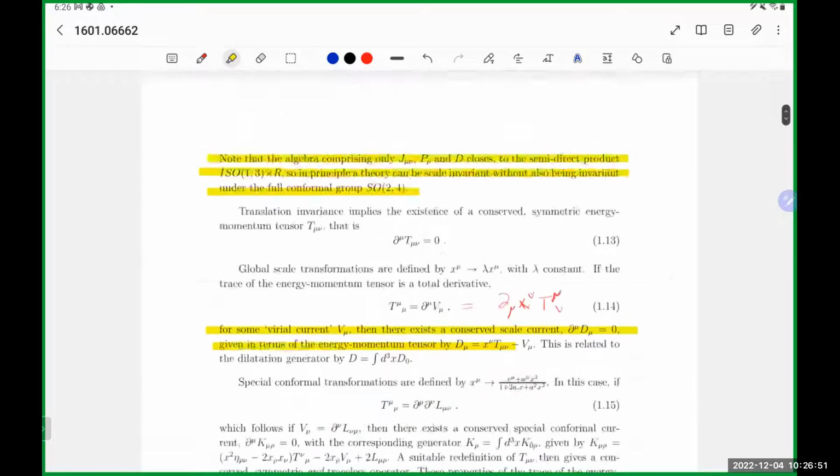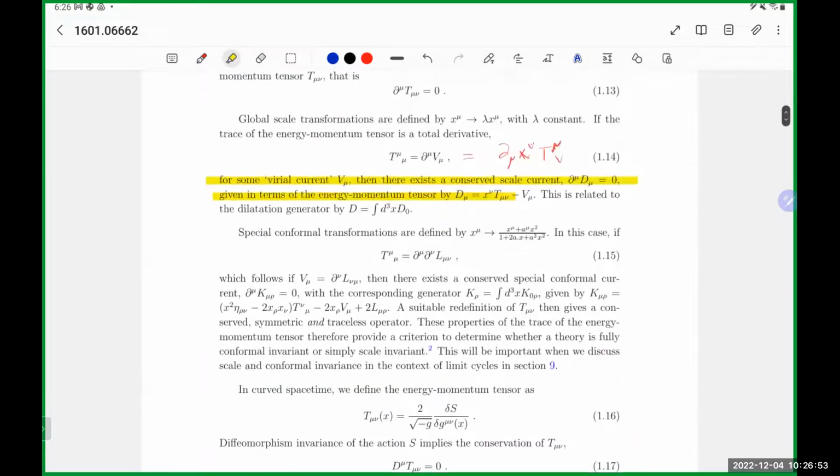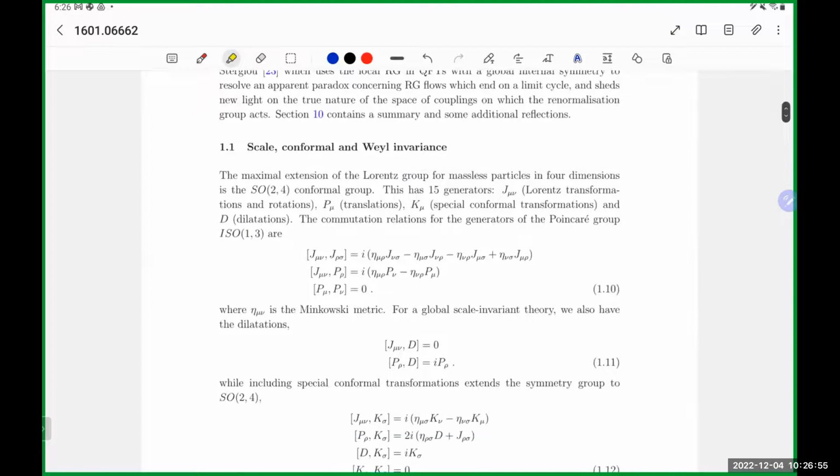Let me spend here just a few minutes on scale, conformal and Weyl invariance. This will at least be important at some point. So let us start with the statement of scale, conformal and Weyl invariance.